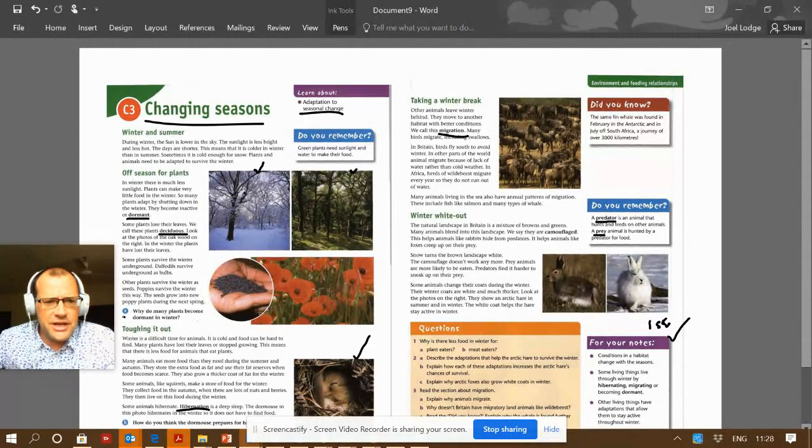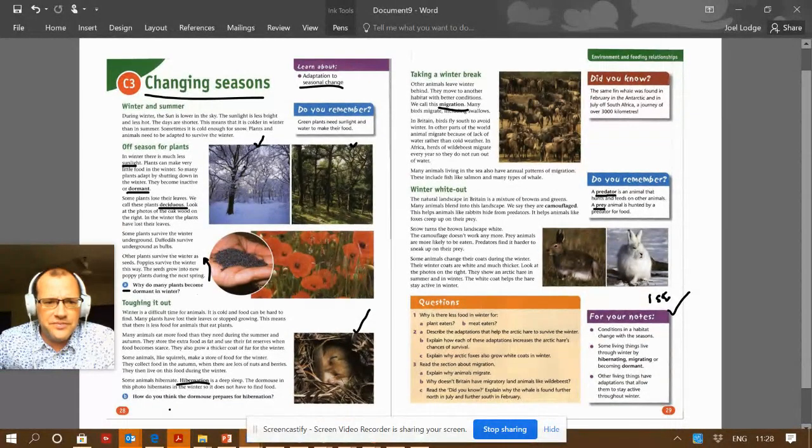Again, question A. Why do many plants become dormant in winter? Write down the question and then find the answer within this bit of text here. Pause, try and find the answer. So why do plants become dormant in winter? Usually because there's much less sunlight, and they can only make very little food in the winter in Europe, so plants adapt by becoming dormant and losing their leaves.